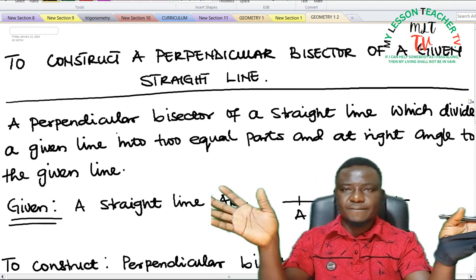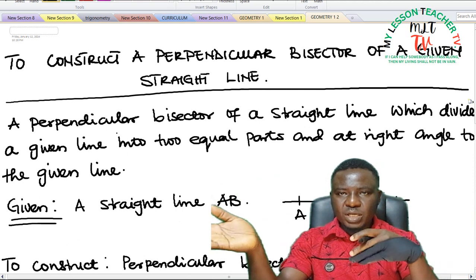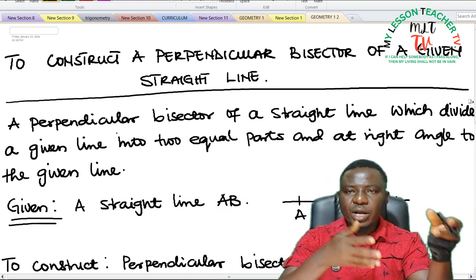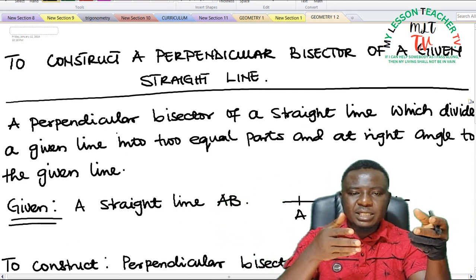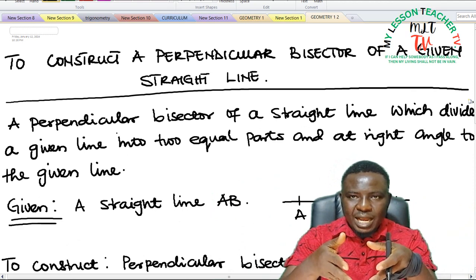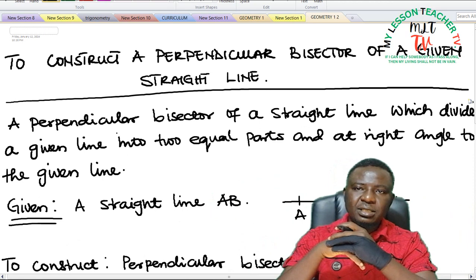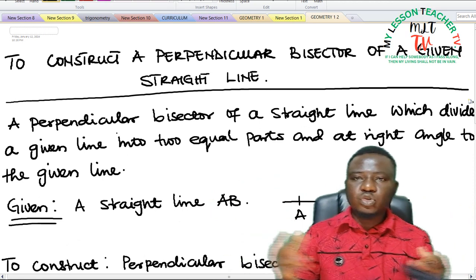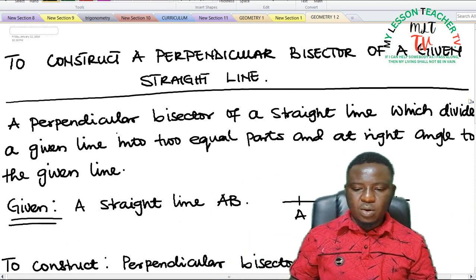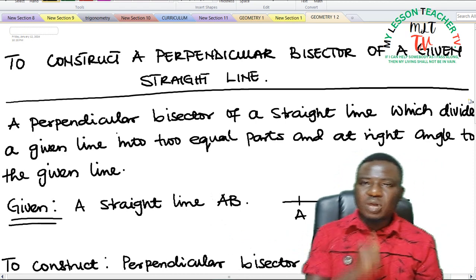Next is to construct a perpendicular bisector of a given straight line. Now there's no point. In the first 2 examples, we're given a point, one that is in between the line AB and the other one outside of the line. But what if the point is not given? How do you bisect a line? Or how do you construct a perpendicular bisector?